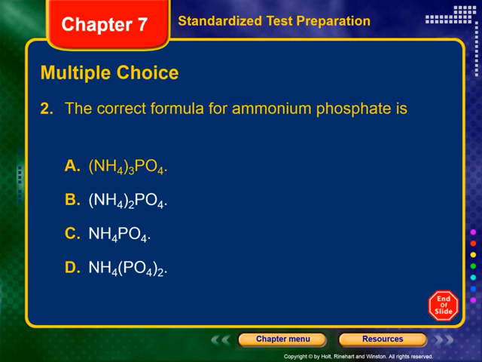Correct answer is A, because ammonium has a charge of +1. Phosphate has a charge of -3. And so I need 3 ammoniums to balance out the charge of 1 phosphate. Now, if you're not sure what these charges are off the top of your head, that's fine. You don't have to. Use your textbook. Use your notes. Use your review notes. There are tables that have the charges of common polyatomic ions on them for your convenience.